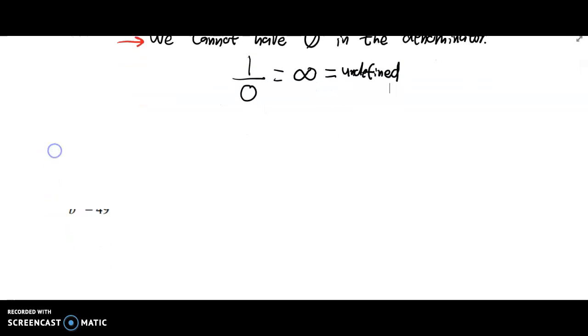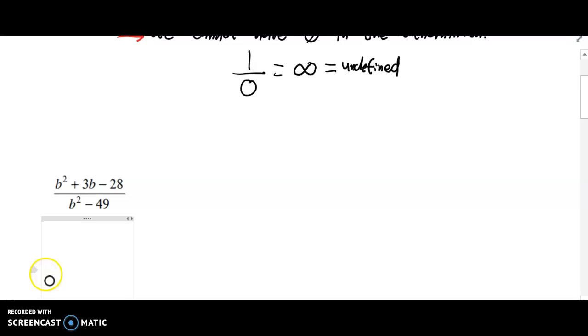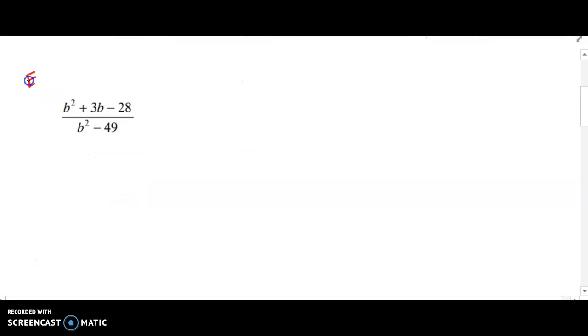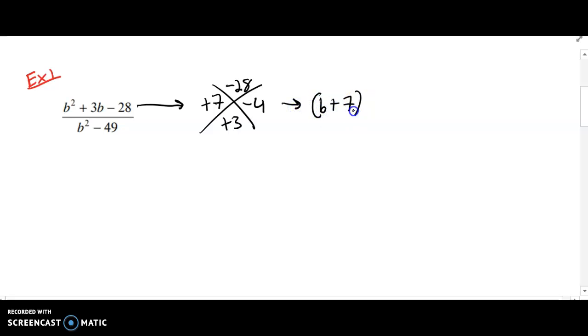Okay, let's look at some examples. Great, here's our first example. Whenever we see something like this, we want to go ahead and factor it right off the bat. So I've got negative 28 and positive 3, positive 7 and negative 4 will get me there. So that gives us b plus 7, b minus 4.